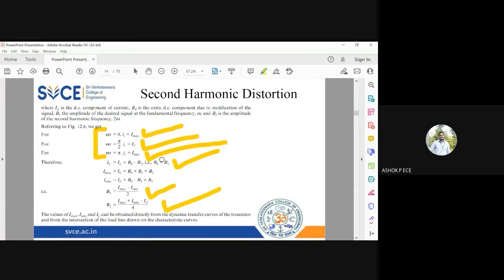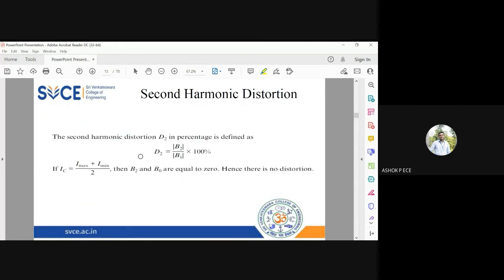B0 and B2 are same, so these two values will be same. So these values are got from the transfer characteristics of your transistor. From this, I need only second harmonic distortion. So B2 is the required term. So I can write D2 is equal to mod B2 by mod B1. B2 is the power present in 2 omega t.